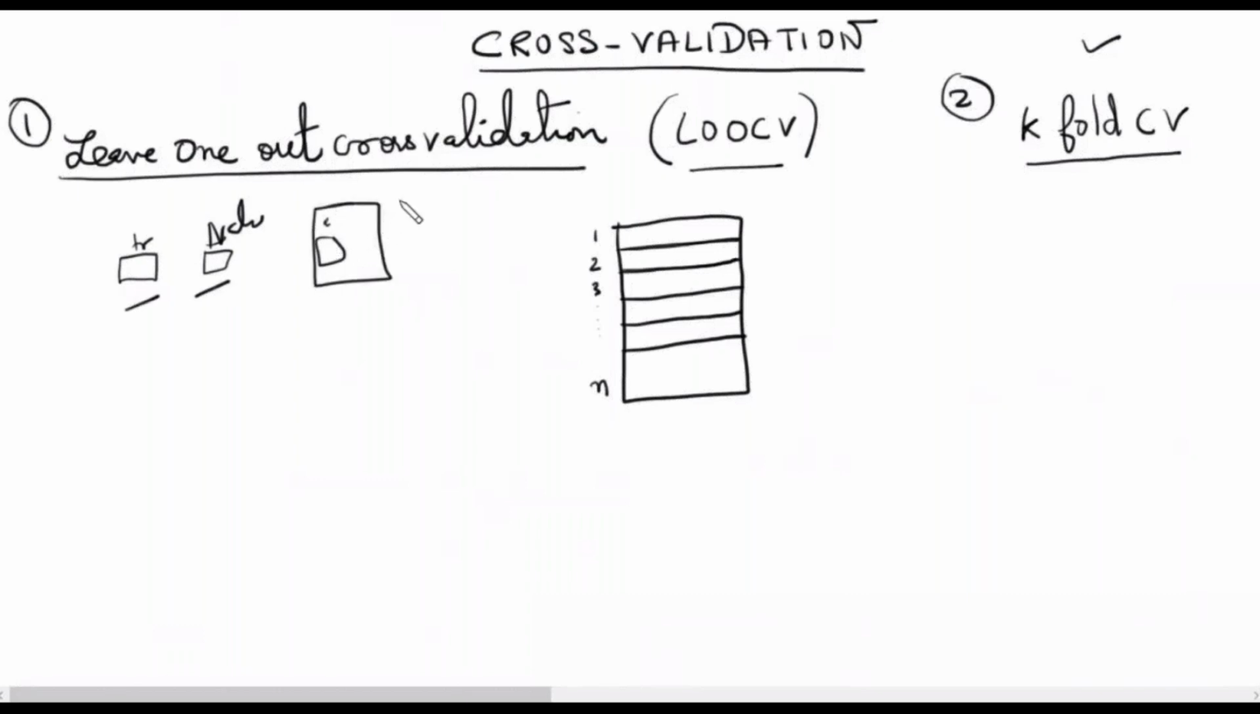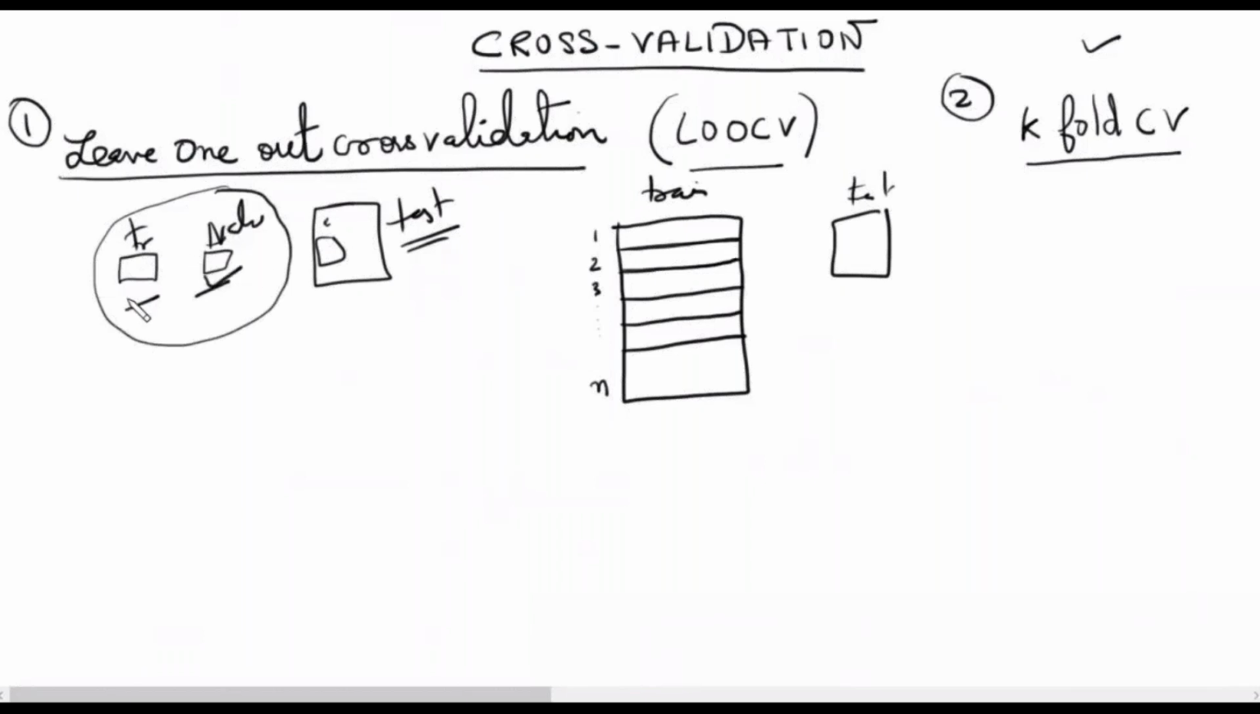We will still divide the data into train and test. We will still have the test data set. This is mandatory. So this is only the training data, and we will still have a test data. But from the training data, we will not divide it into two parts, training and validation.